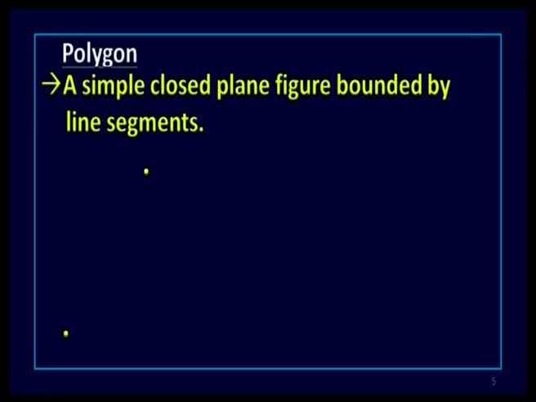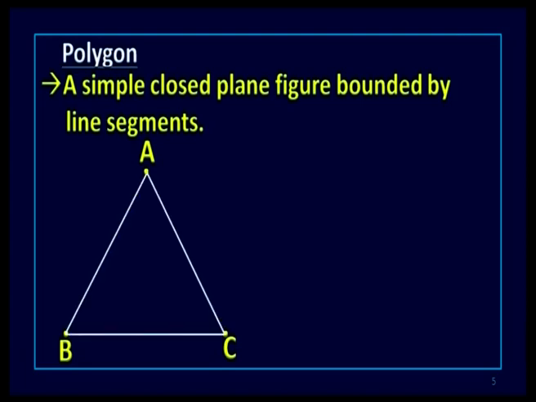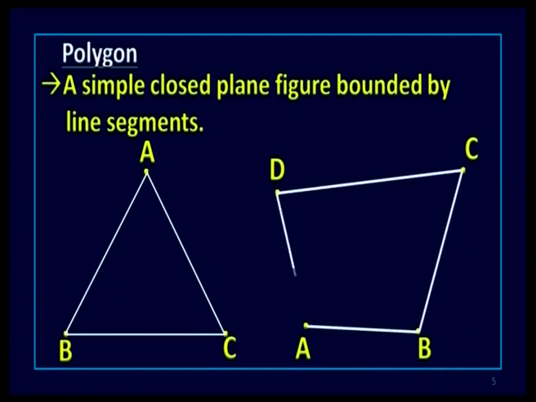Children, what am I doing? Yes, I am taking 3 points. I am naming them as A, B, C. Now I am joining AB, BC, CA. Next I am taking 4 points A, B, C, D, joining AB, BC, CD, DA.